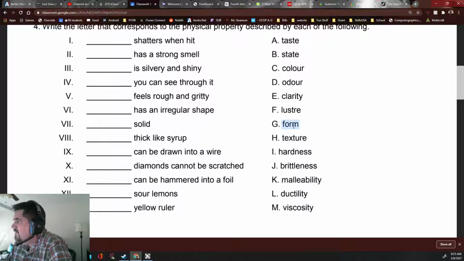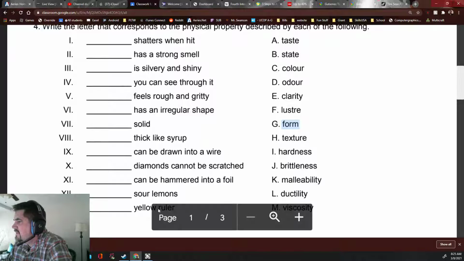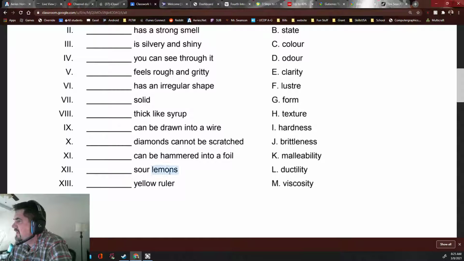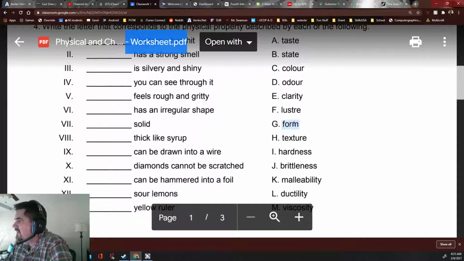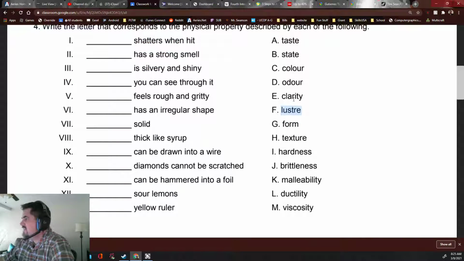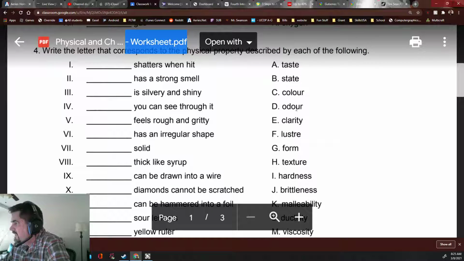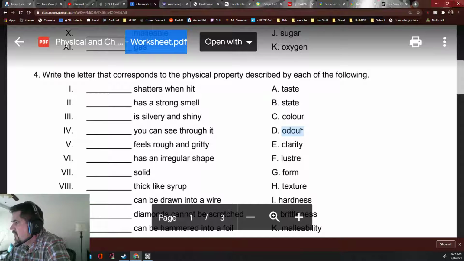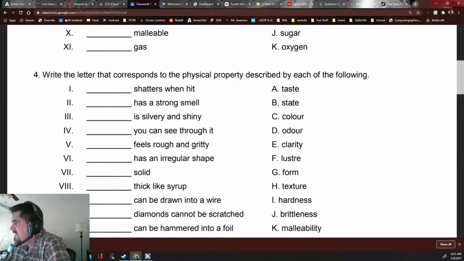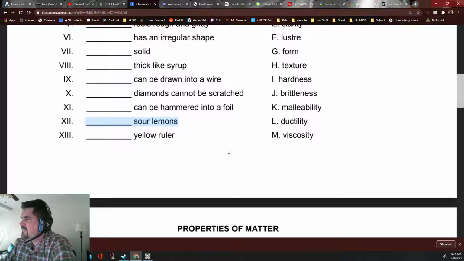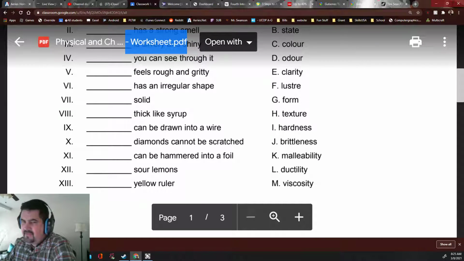Form, what is form? So look at this, a yellow ruler. I don't know what they mean by form. I would just save that one for last. Luster is how shiny it is. Clarity is how clear it is, like how see-through it is. Odor is a smell. Color, state, like solid, liquid, gas, and taste, obviously, which you shouldn't taste chemicals, by the way. So taste probably fits right here in the sour lemons. So that's about it, folks.